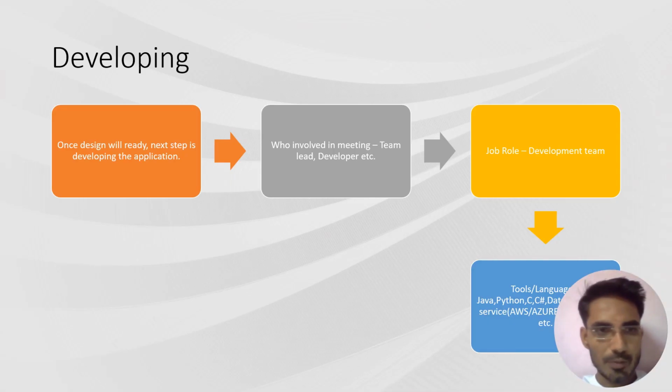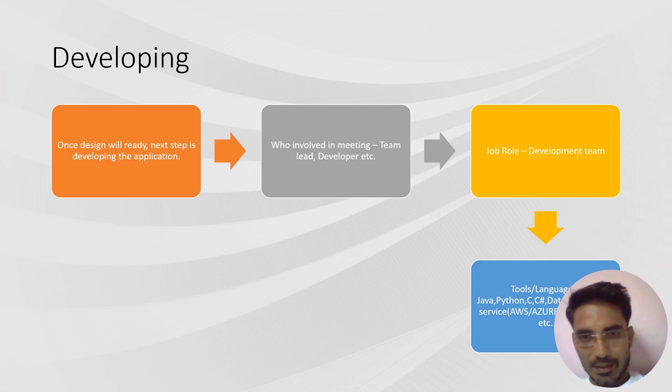So next is developing. Once the design is ready, the next step is developing the application. Who is involved in this meeting? Team lead, then developer, and reporting manager. They can all be part of the developing meeting. About the job role, the development team will do this type of job. About tools and languages, a developer can use Java, Python, C Sharp, Databricks, AWS cloud services, Azure. There are multiple languages, databases, and other technologies, and they use all these types of technology.